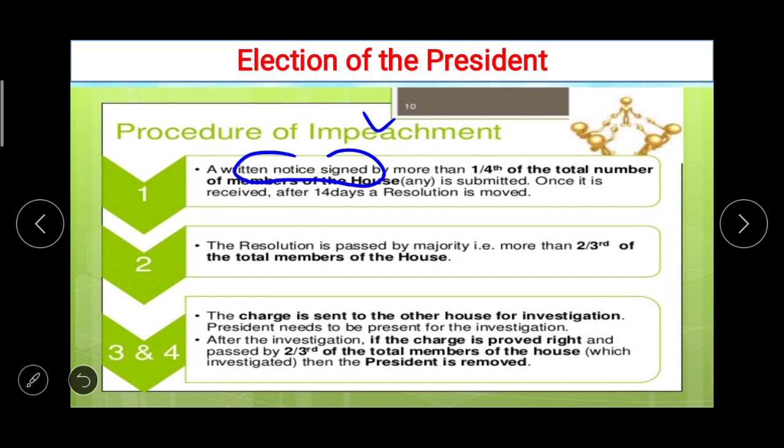The resolution has to be passed by a majority of more than 2/3 of the total members of the house, and then the resolution has to be passed by special 2/3 majority of both the houses of parliament, and then the charge is sent to the other house for investigation. So ऐसा नहीं है कि प्रेसिडेंट को भी उनकी जगह से हटाया नहीं जा सकता है. If he or she is using his power not in the benefit of the country or constitution के खिलाफ यूज़ की जा रही है, then उनको हटाने की जो प्रोसेस है, that is called impeachment.